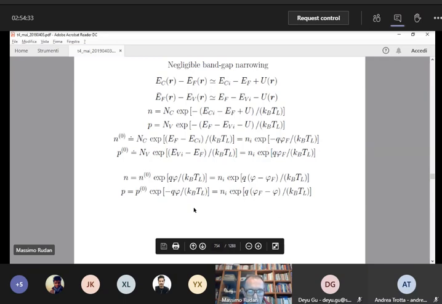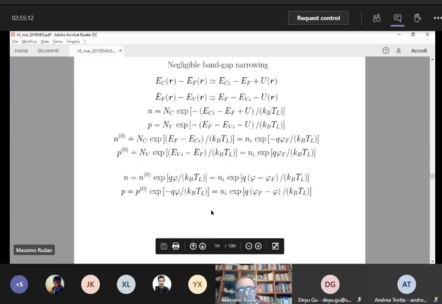Alternative expressions are obtained using the form of n0 and p0 that you can see above. So after the replacement, you have that n is equal to ni exponential of q (phi minus phi f) over kT, and p is equal to ni exponential of q (phi f minus phi) over kT. Okay?